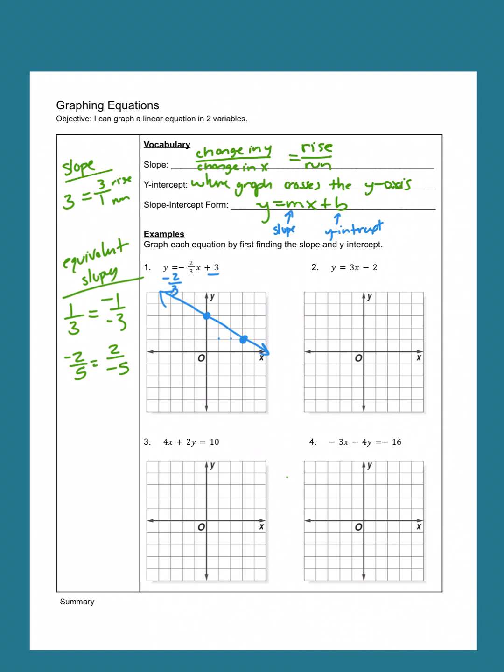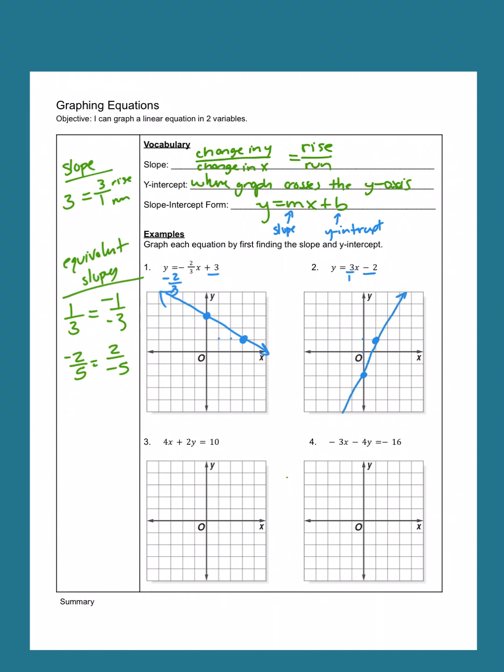And then you want to draw a continuous line all the way through those points with arrows on both ends. For number 2, again, it's already in slope-intercept form. My y-intercept is negative 2, so I'm going to start on the y-axis at negative 2. The slope I need to make a fraction, so 3 becomes 3 over 1. And they're both positive. I'm going to go positive 3 up, 1, 2, 3, and 1 to the right. Make a point, and then I'll draw my line through that.